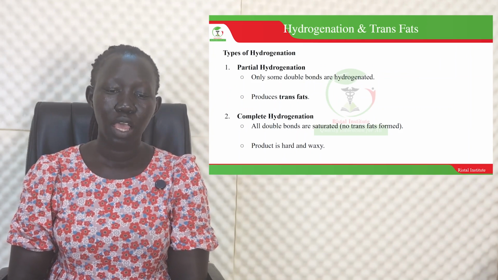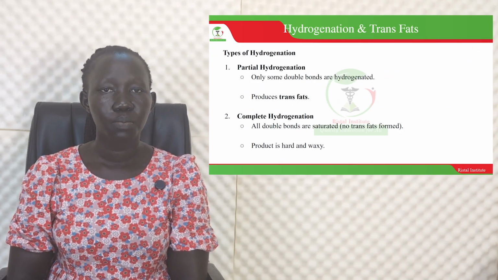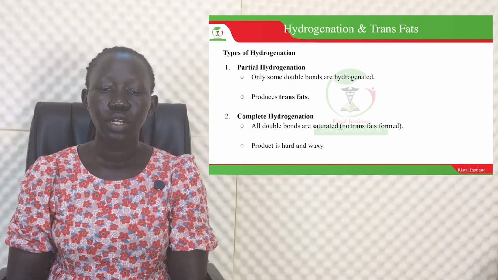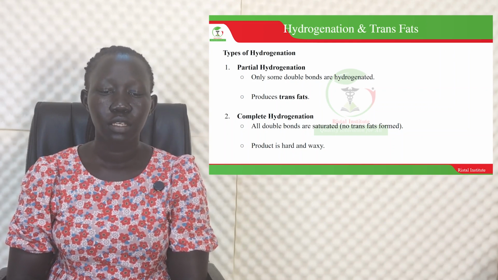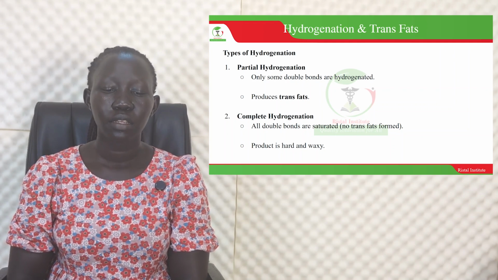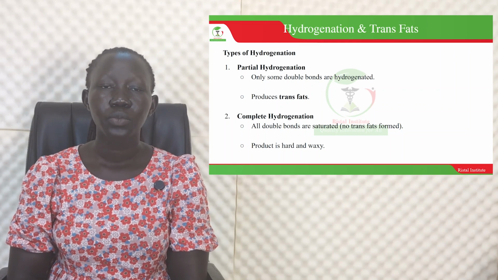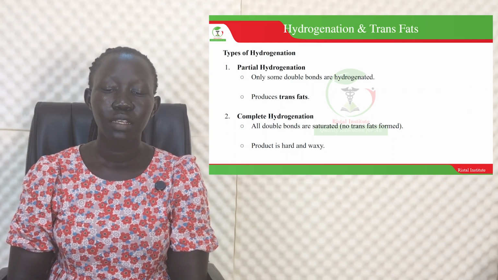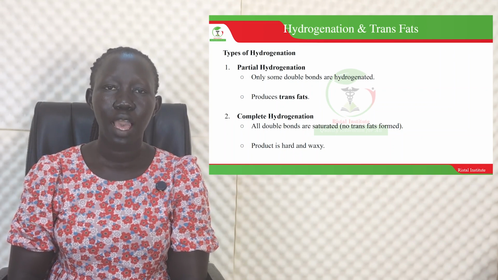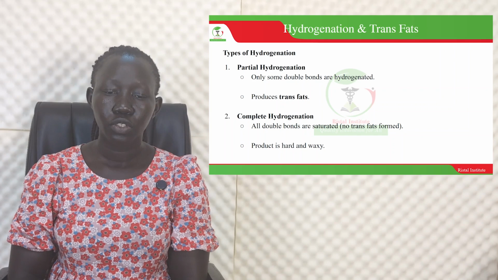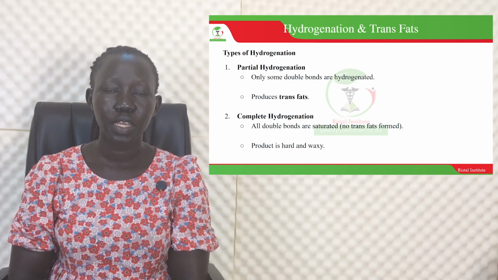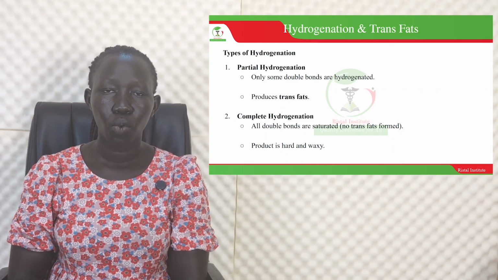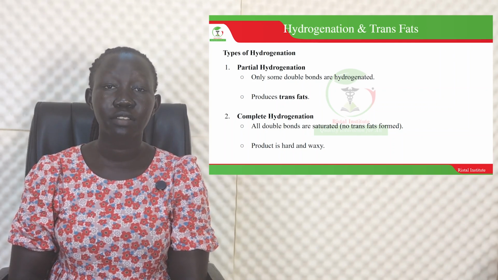Types of hydrogenation. We have basically two types. One is partial hydrogenation, where only some double bonds are hydrogenated, which leads to the production of trans fats. And the second is complete hydrogenation. Here you find that all double bonds are saturated. No trans fats are formed. And the product is hard and waxy. So between the two, you could discern which one is better for our health, where no trans fats are formed or where trans fats are formed.